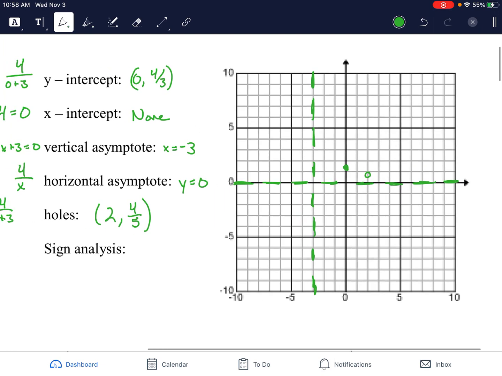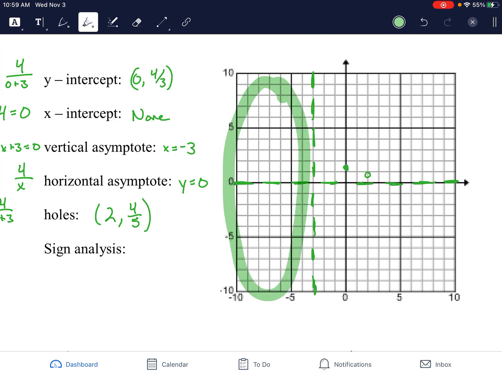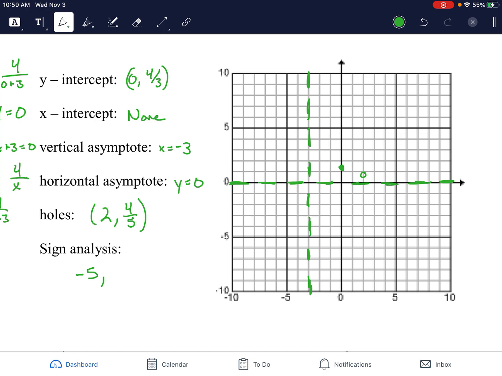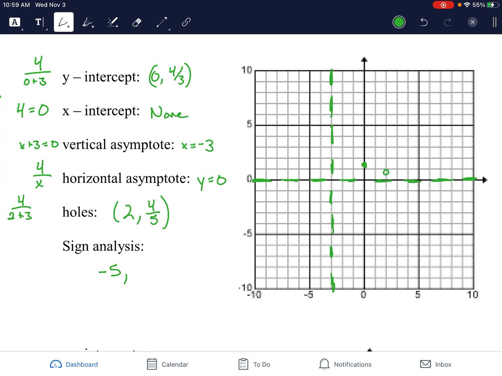Which means we do have to do a sign analysis because all this stuff over here, there is no point. So we got to find a point that's over on that side. We can pick any x value that we want on the left side of our vertical asymptote. Let's pick negative 5. Why? Because I said so. You can pick anything you want. You can pick negative 4, negative 5, all the way to negative 10. It doesn't really make a difference. It has to be to the left of the vertical asymptote, and then still on the graph would be helpful.